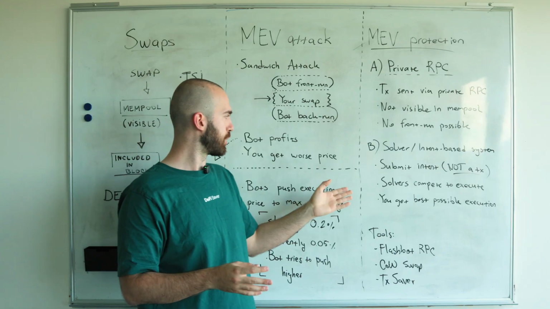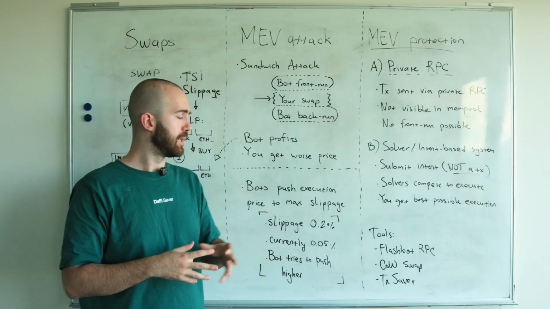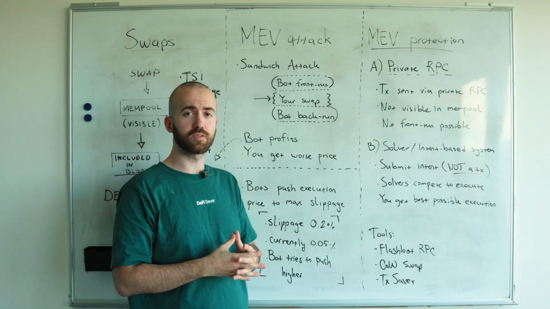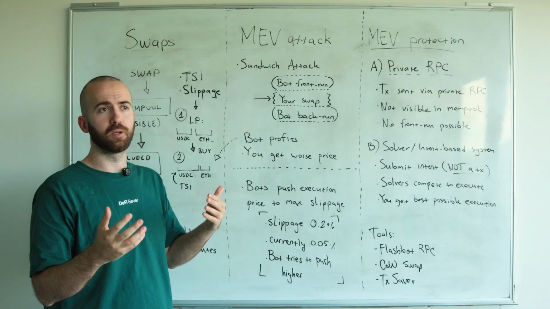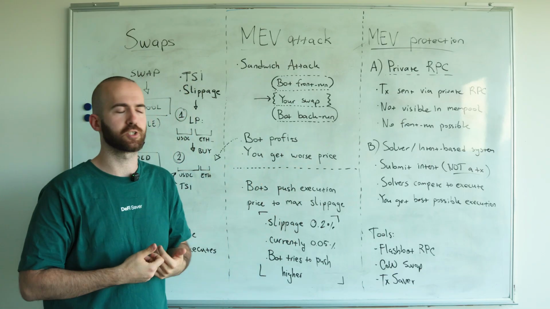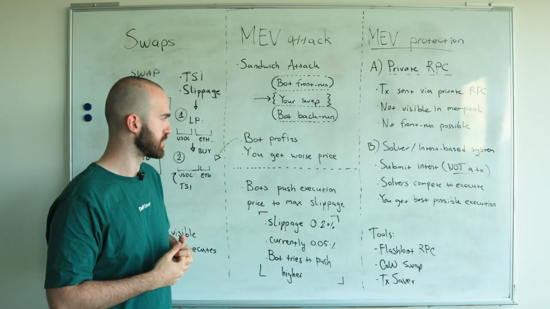And one of the more popular options is CoW Swap. CoW actually stands for coincidence of wants, which goes back to what we said, where there's a coincidence where you might want to buy ETH, somebody wants to sell ETH, and you get matched. So it's this matching system.